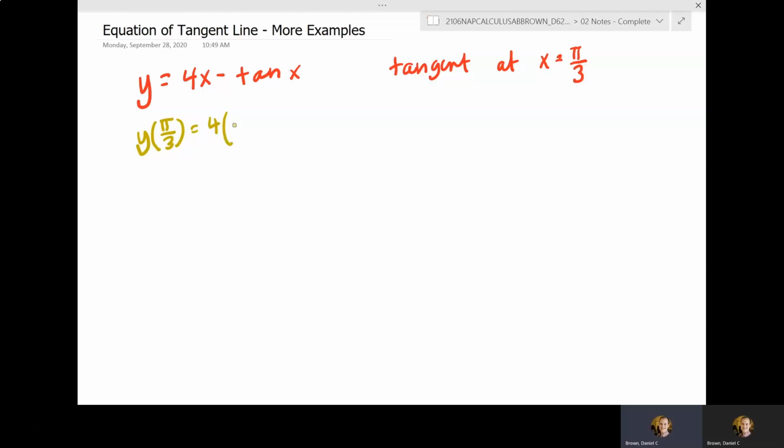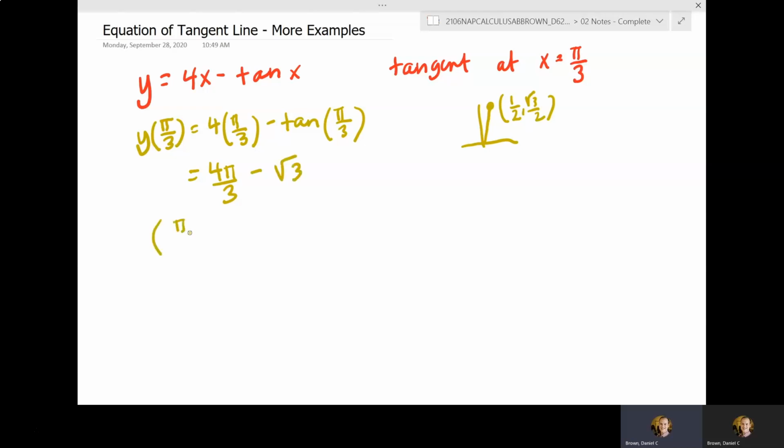So I have 4 times pi over 3 minus the tangent of pi over 3. So the y coordinate looks a little bit ugly, but I have 4 pi over 3. If we need a reminder about the tangent of pi over 3, that's the steeper part on the unit circle: 1/2 comma root 3 over 2, and tangent is sine over cosine. So the tangent of that would be the square root of 3. So the coordinate is pi over 3 comma 4 pi over 3 minus the square root of 3. That is the coordinate of the point of intersection.